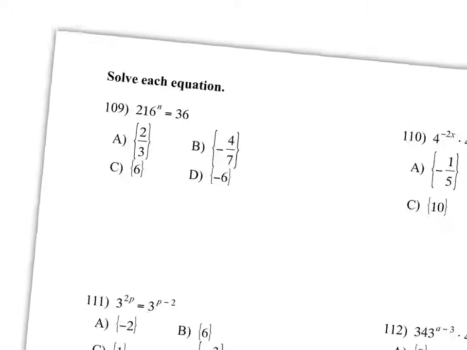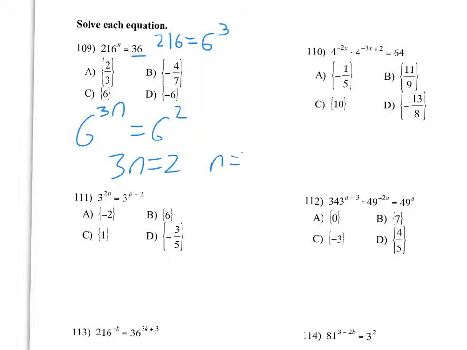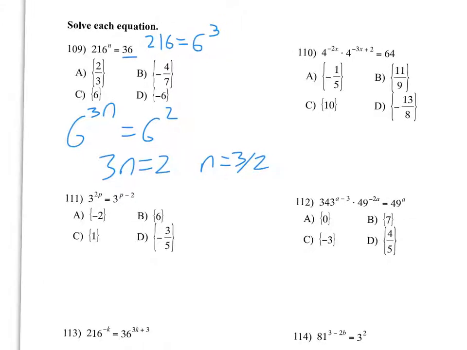Now we got some exponential equations. These are really all about finding things in the same base. I know that 36 is 6 squared, so we're going to see if we can make 216 out of 6. And in fact, you can, because 216 is going to be 6 to the 3rd. So we can write this as 6 to the 3n is equal to 6 squared. 3n equals 2, n equals 3 over 2. Probably an easier level of complexity than you'll see on your final.